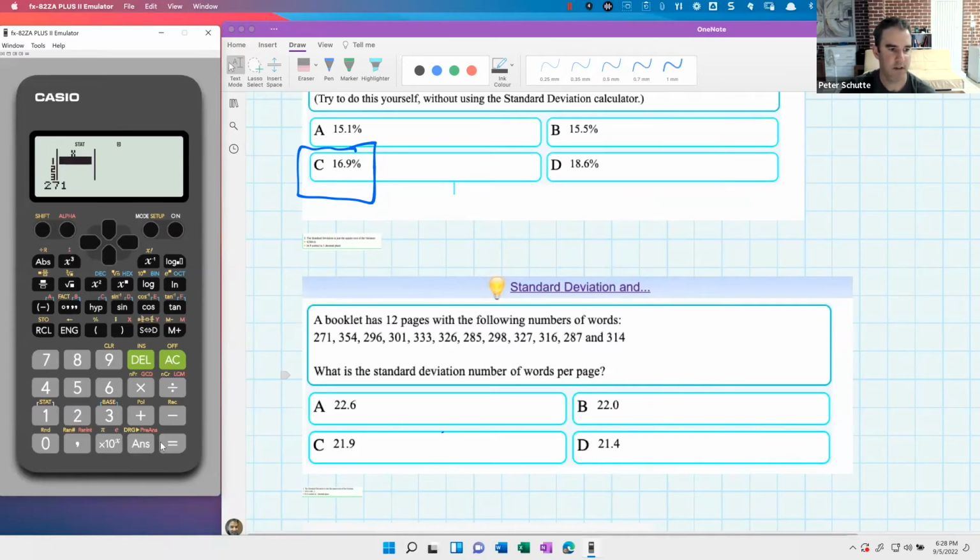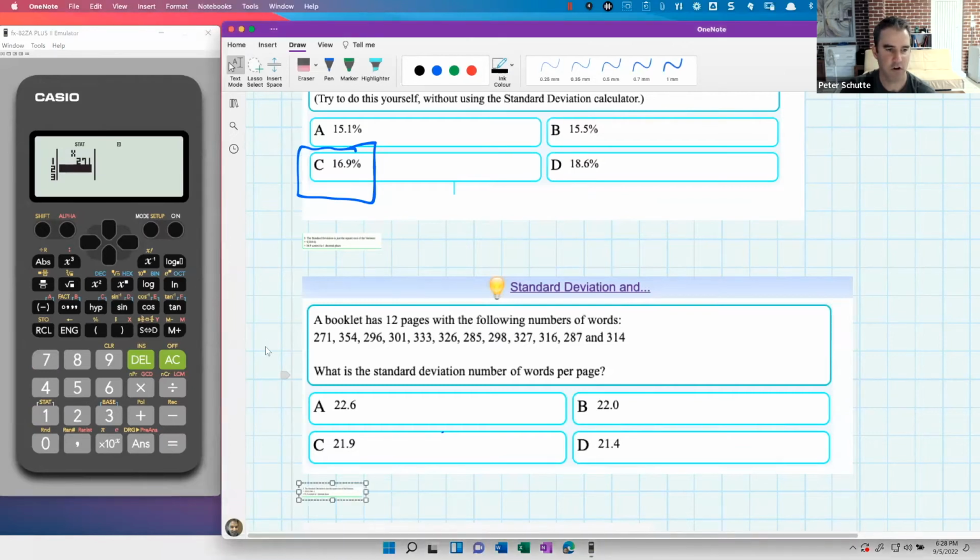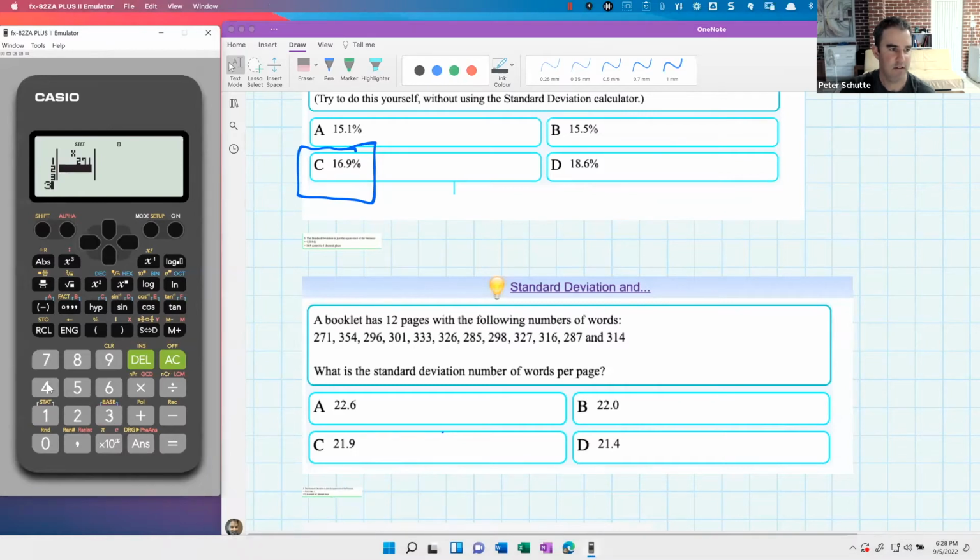In this case, I would have to put in 271, then go equals, because that's just the first data item. Second data item is 354, and I go equals, and I do that for all the data. And then I hit AC. And that basically gets me back to the normal screen. I go Shift 1, and you can kind of see there's a yellow stat on the 1 button. And then again, I'm going to choose var or 4. And then I would choose 3 and then equals.